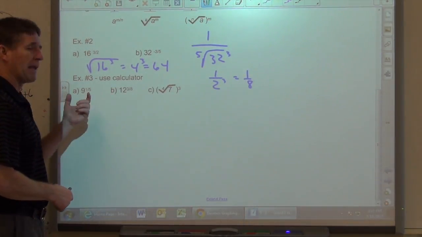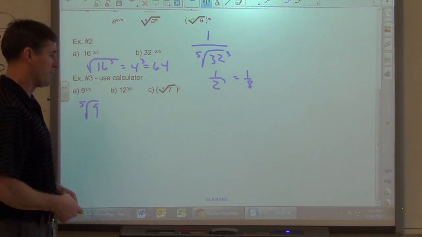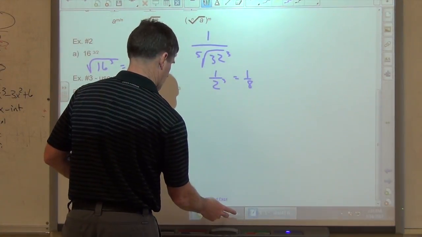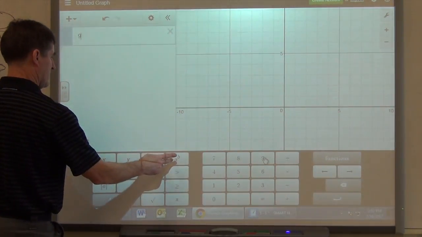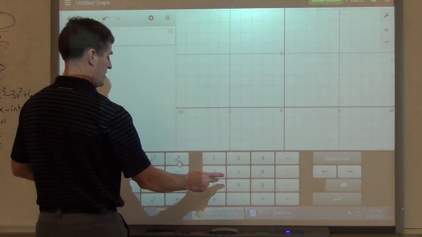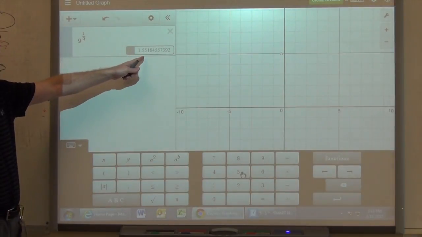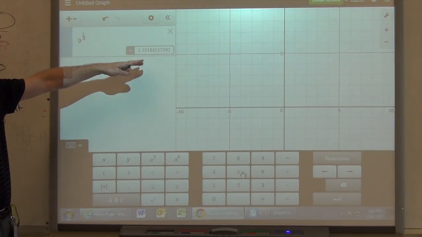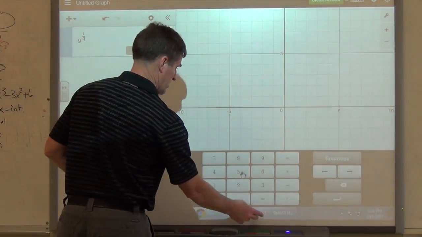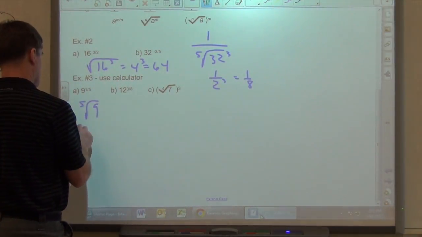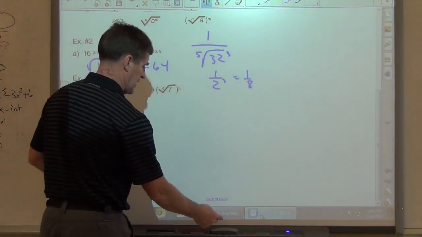Now on some though, you won't be able to. You know, there is no 5th root of 9. So when we do that, we're just going to go to the Desmos and just type it in as 9 to the 1/5 power, and it tells us our answer is 1.551. I want you to round the answers to 3 places, so 1.552.